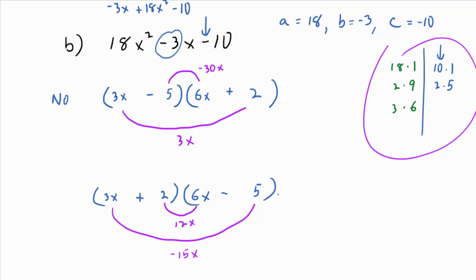Okay, so that's it. I could clean it up a little bit. I'll write the answer in green. It's 3x plus 2 as a quantity times the quantity 6x minus 5.